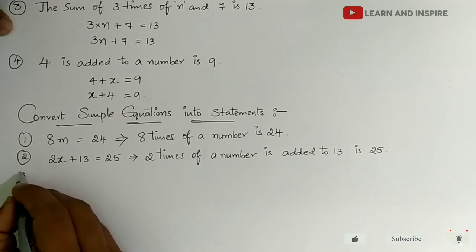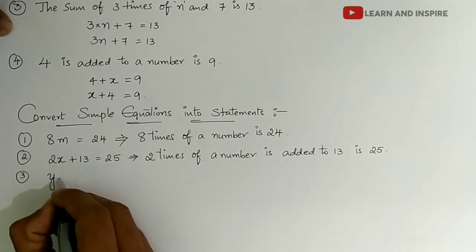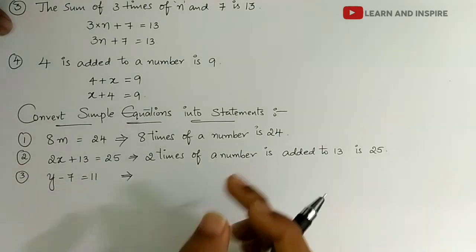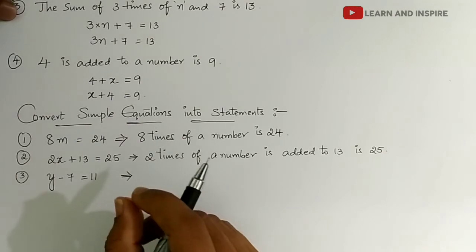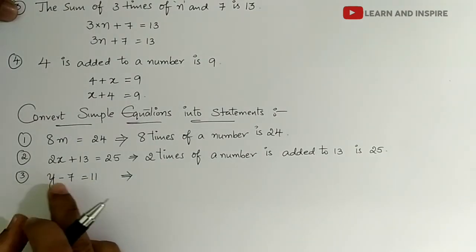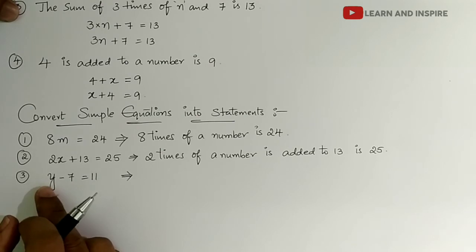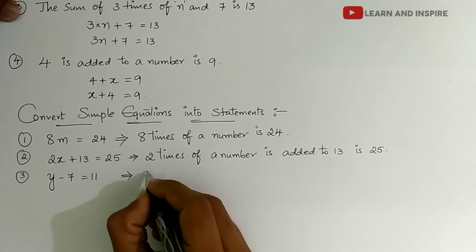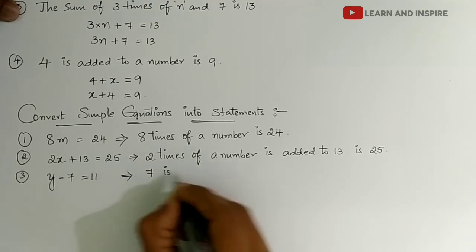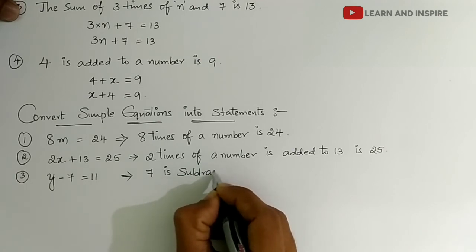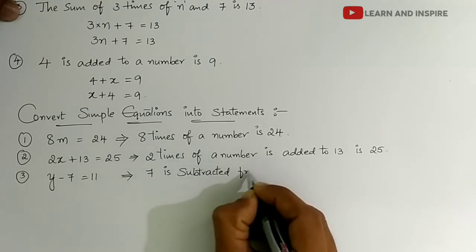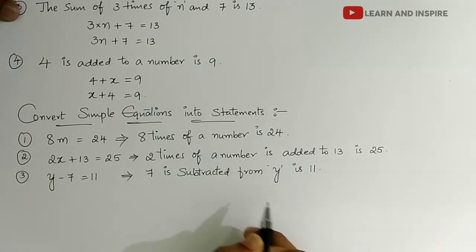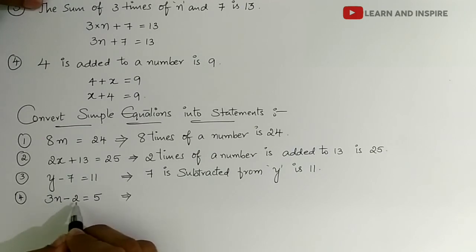So we'll write the third one. y minus 7 equals to 11. So how can we write this equation into statement? So what is subtracted? 7 is subtracted from y is 11. So I write 7 is subtracted from y is 11. Understood?